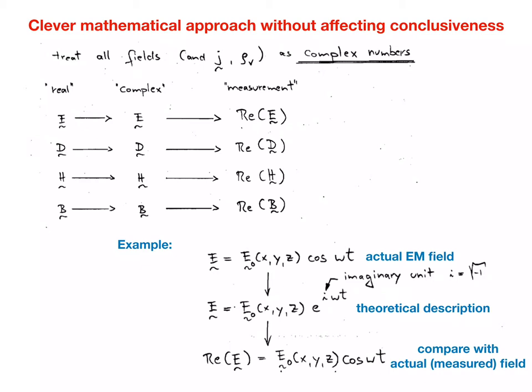As discussed, we expect the electric vector field to have the form E0 times cosine omega t, whereby the cosine function contains the time dependence and the spatial dependence of the vector field is comprised in E0. Converting this real vector field E to a complex vector field E gives E0 times exponential function of i omega t. Here i is the imaginary unit, equal to square root of -1. Taking now the real part of this complex vector field E gives again E0 times cosine omega t.